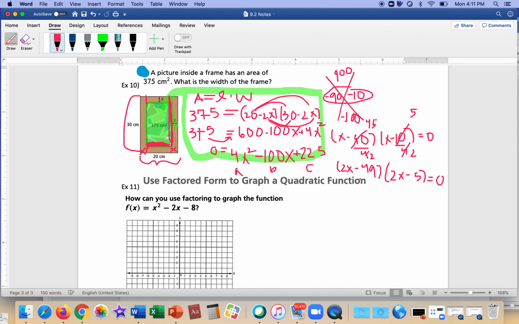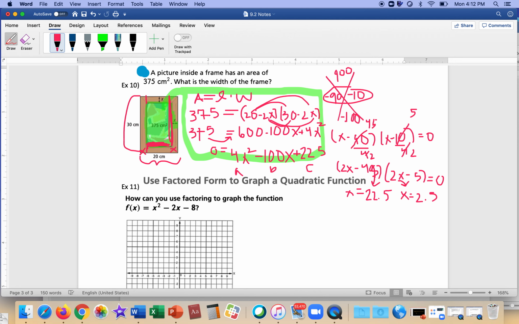And now if we set each of these equal to 0, we would get x is 45 over 2, which is 22.5. And if we set this factor equal to 0, we add 5, divide by 2, so we get 5 over 2, which is 2.5.